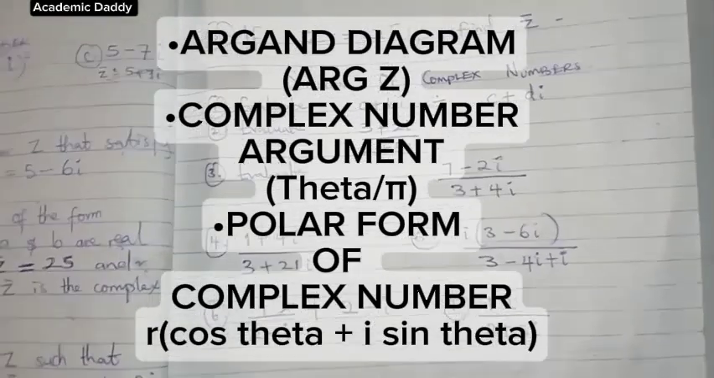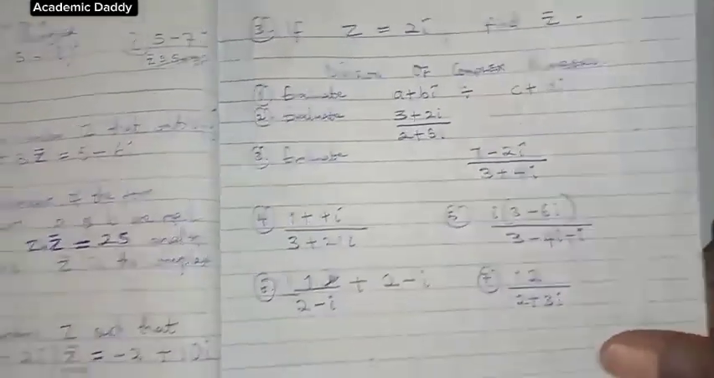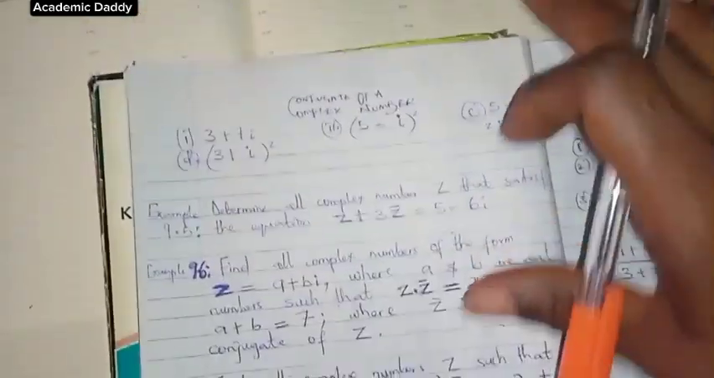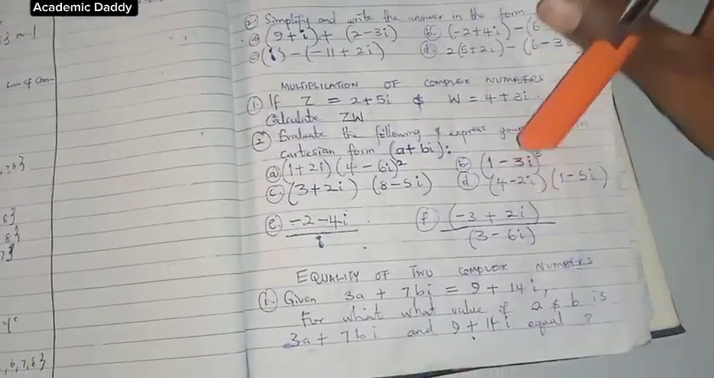So please, these examples are the ones you have to solve for me at home. Solve all of these for me at home. So why am I telling you to solve? So that we can quickly enter into the Argand diagram.